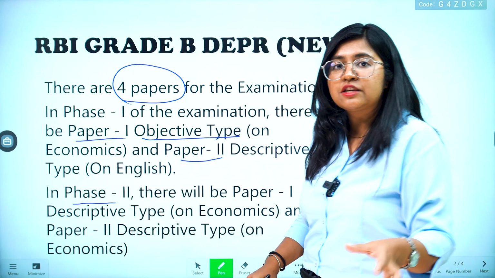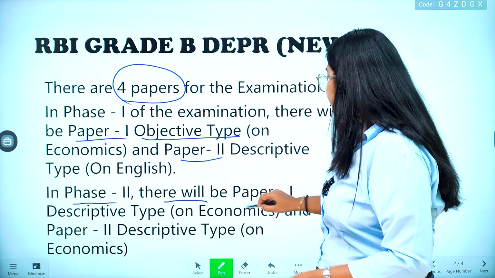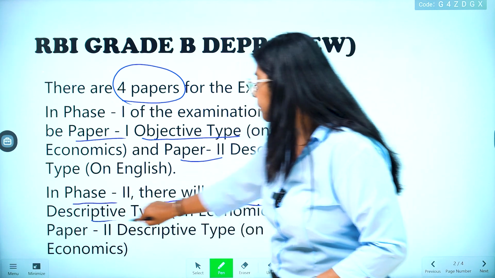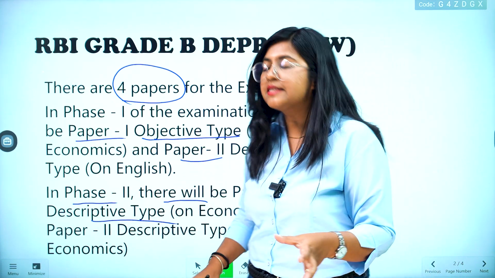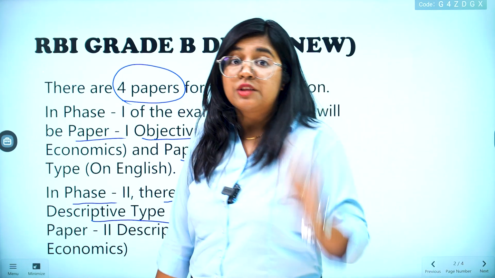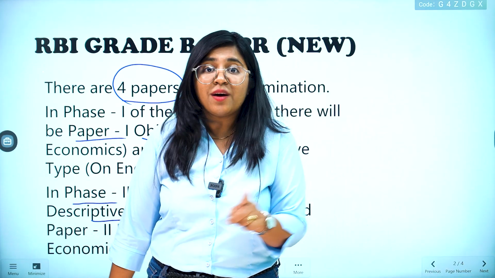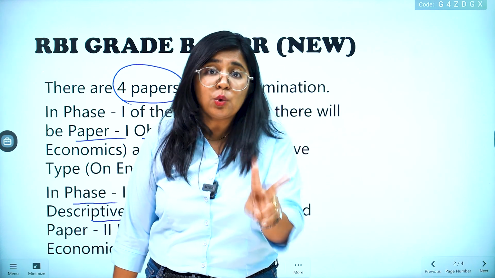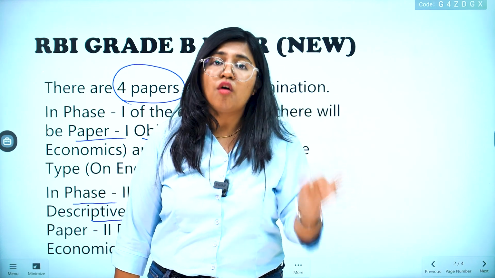So what has phase 2 entailed? There will be paper 1, which will be descriptive type of economics, and the second paper will also be descriptive, which will also be economics. So there will be not 1 but 2 papers in phase 2, 2 papers of economics.